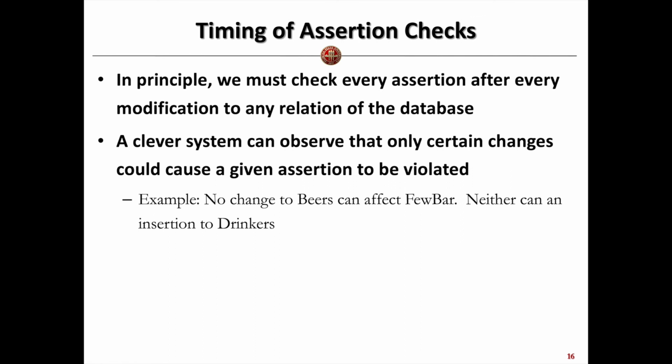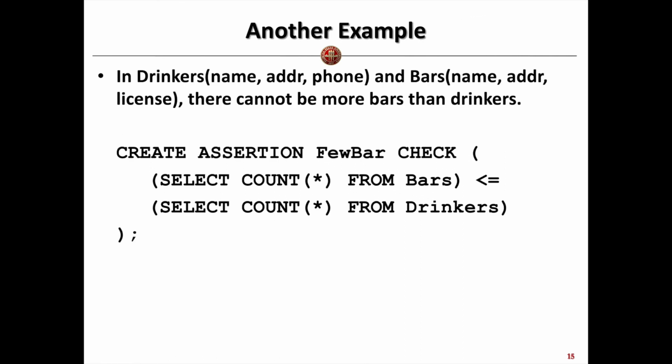It will be very similar. Neither can be an insertion to the Drinkers. If we add some more drinkers to this database system, in other words, we can add more drinkers here, right? If currently this assertion is valid, by adding more drinkers, this assertion will always be valid, right? Because here we have no greater than. If right now the number of bars in the system is no greater than the number of drinkers, then by adding more drinkers into the Drinkers table, this assertion will still be true, right? Be valid.